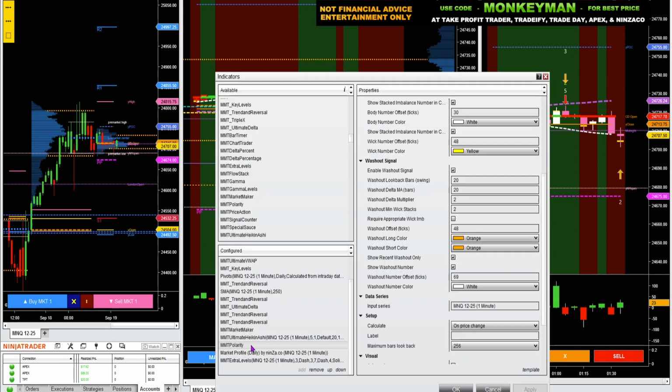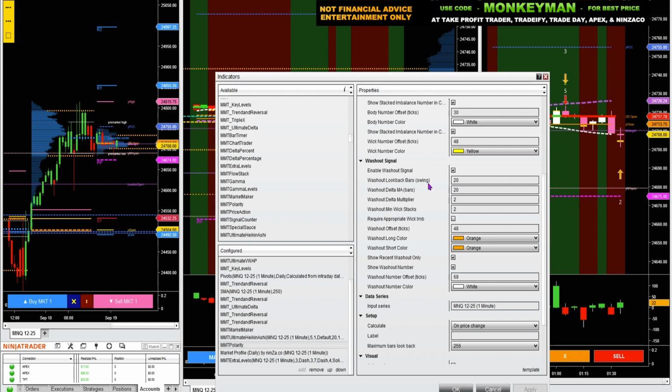The settings on the polarity on the 1-minute chart, I've got 20 for the washout look back bars. I've got 20 for the washout delta MA. I've got 2 for the washout delta multiplier and 2 for the minimum wick stacks. Those are the settings that I changed for the washout signal on the 1-minute chart. This way the washout signals do not appear as often.